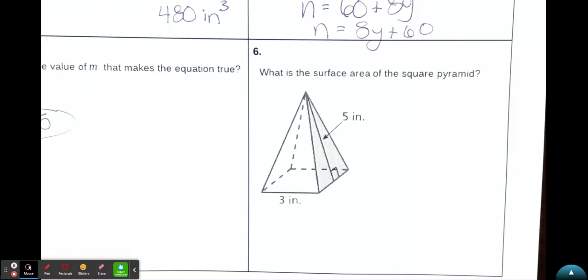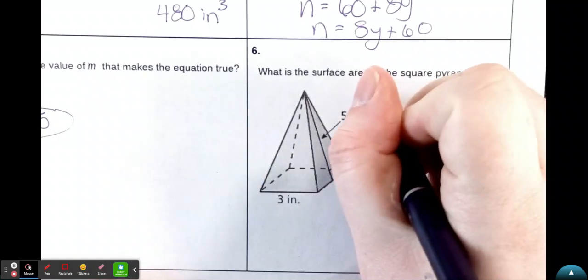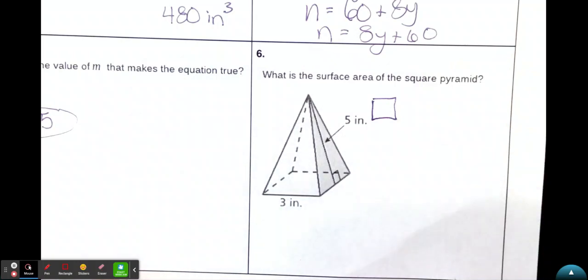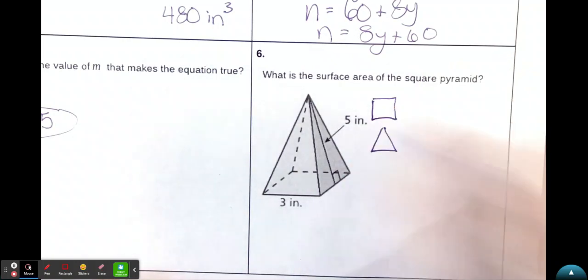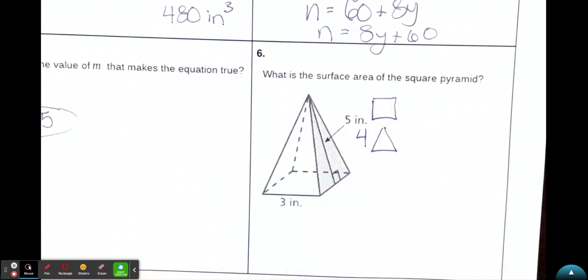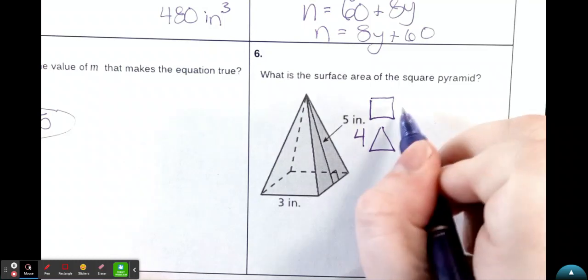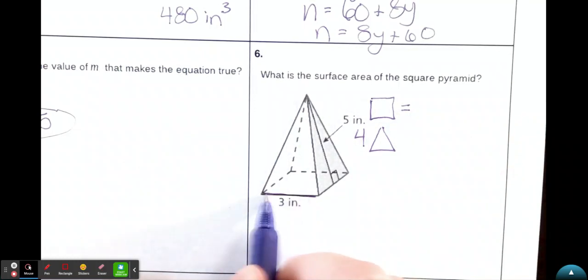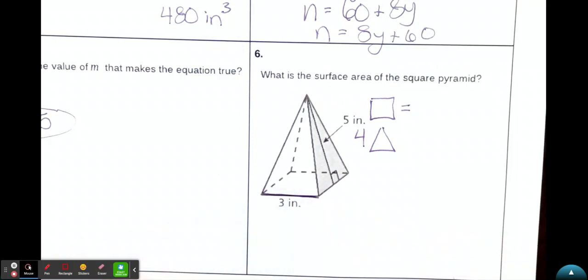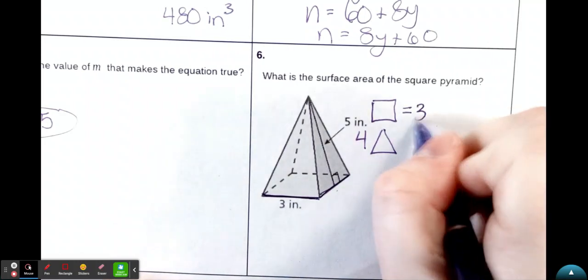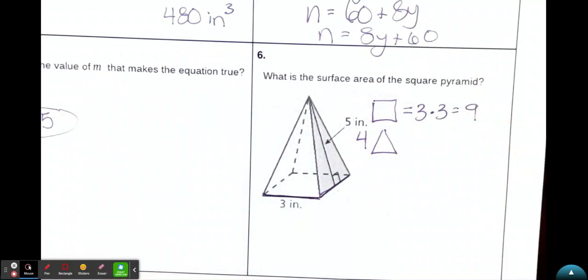How many shapes make up this picture? 5. Okay. We have a base, which is what shape? A square. And then we have what coming up out of the square? Triangles. How many of them are there? 4. Are they all the same? Yes, because they're connected to a square, that means they're all the same. So we're going to find the area of the square first, which is just base times height. What is the base? What's the height? It's a square. 3 and 3. 3 times 3 equals 9. Okay, circle that.